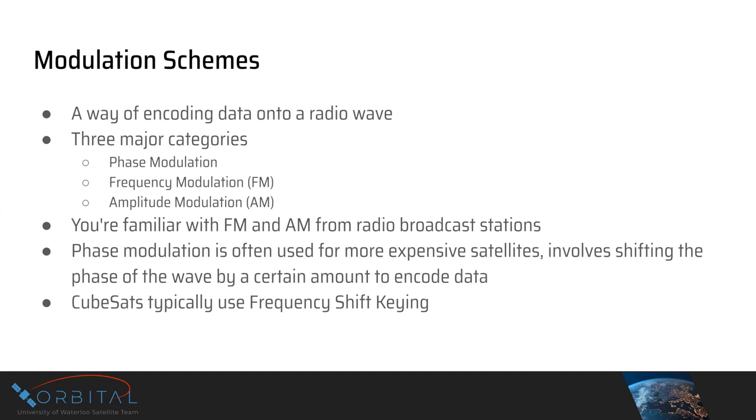Frequency modulation is obviously increasing and decreasing the frequency of a signal. In radio, it's done with sound, which is a wave on its own. So it's a little bit different from the way that it's done in CubeSats. CubeSats typically use something called frequency shift keying, which I'll talk about in a second. AM is not really used in CubeSats. PM, phase modulation, is sometimes used, but it's typically used for more expensive satellites that are transmitting in deep space.